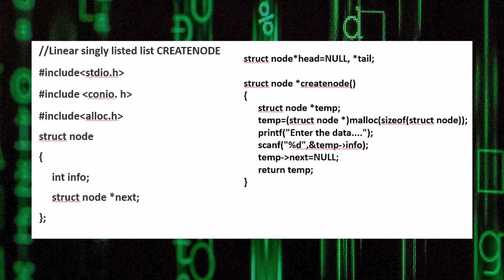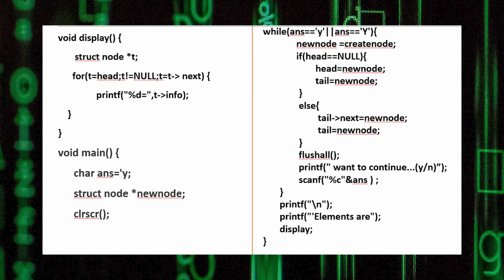After this I am writing a message like enter the data, and with the help of the scanf function, because here I am considering decimal data, I am writing %d and the address of temp of info. This is how we can take the data and store it into the proper information variable. At the end we set temp of next to null. So, I am providing this null value to temp of next, and at the last point I am returning this temp. This temp is nothing but the created node, and it is returned from the function.